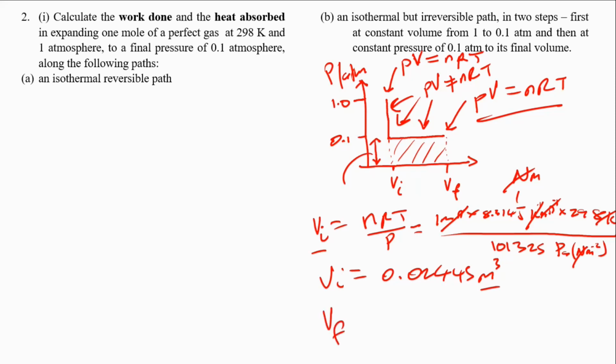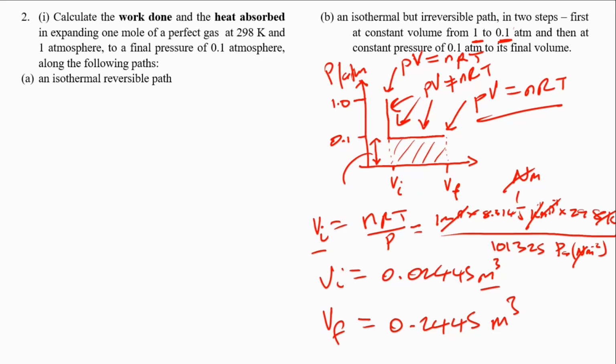The final volume, I could tell just by inspection, the fact that the pressure value that we'll use to calculate the final volume is 10 times smaller than the initial pressure, I can tell you that the final volume will work out to be 0.2445 meters cubed. And you can try it. Convert the 0.1 to newtons per square meter and put it in the formula, and you will see that this will be your final volume. Okay, now we have 2 volume values.